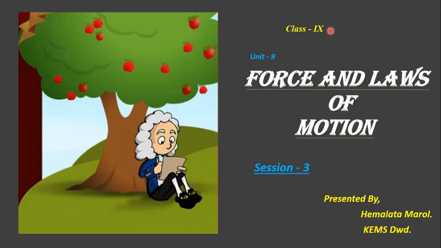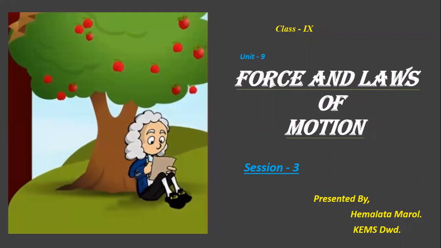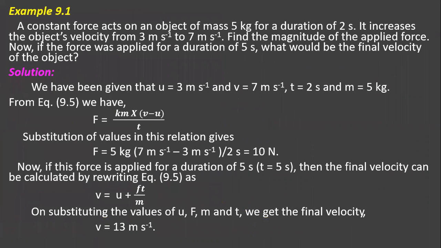Now today we will discuss the problems, children. First one: a constant force acts on an object of mass 5 kg for a duration of 2 seconds. It increases the object's velocity from 3 meter per second to 7 meter per second. Find the magnitude of the applied force. Now, if the force was applied for a duration of 5 seconds, what would be the final velocity of the object?